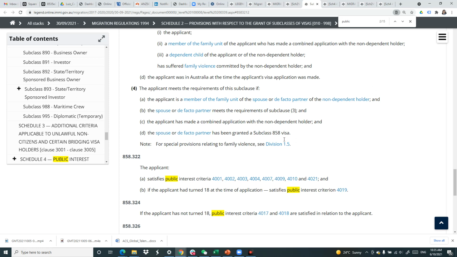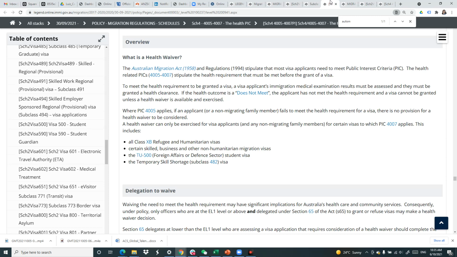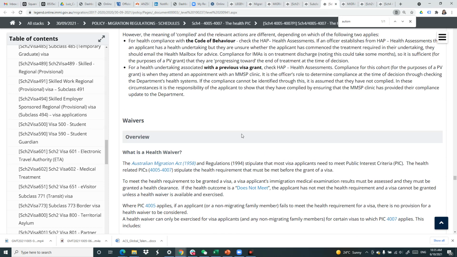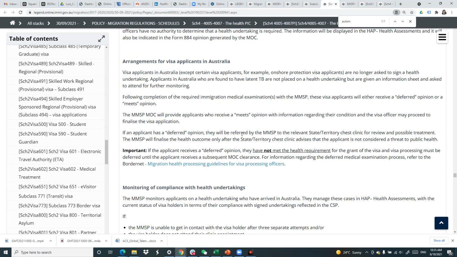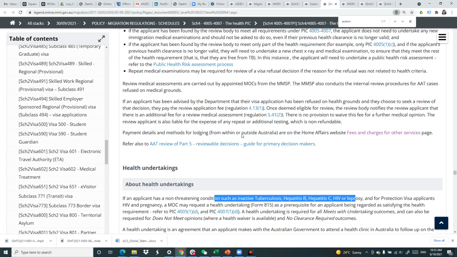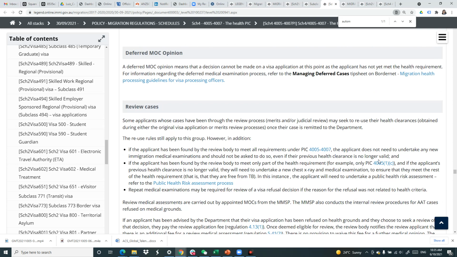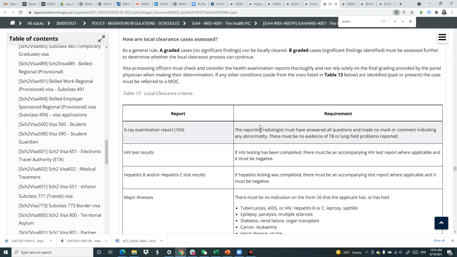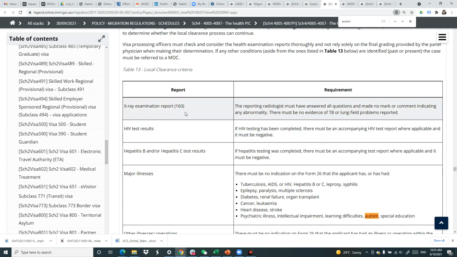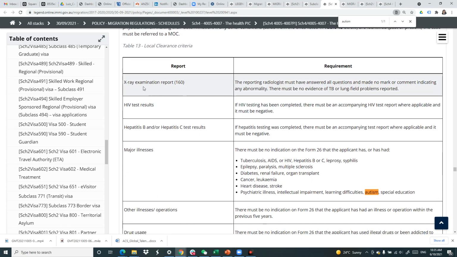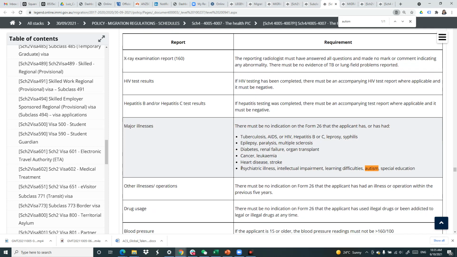So what does it mean by waiver? Let's say 4007. What is a waiver? A waiver means you don't meet the health requirement, or any of the candidates cannot meet the requirement. So what kind of circumstances mean people cannot meet the requirement? There are some categories here. One is X-ray, and they have TB, HIV, hepatitis B or C, major illness including psychological, not including depression, but psychological, autism, special education. So this is a major illness.